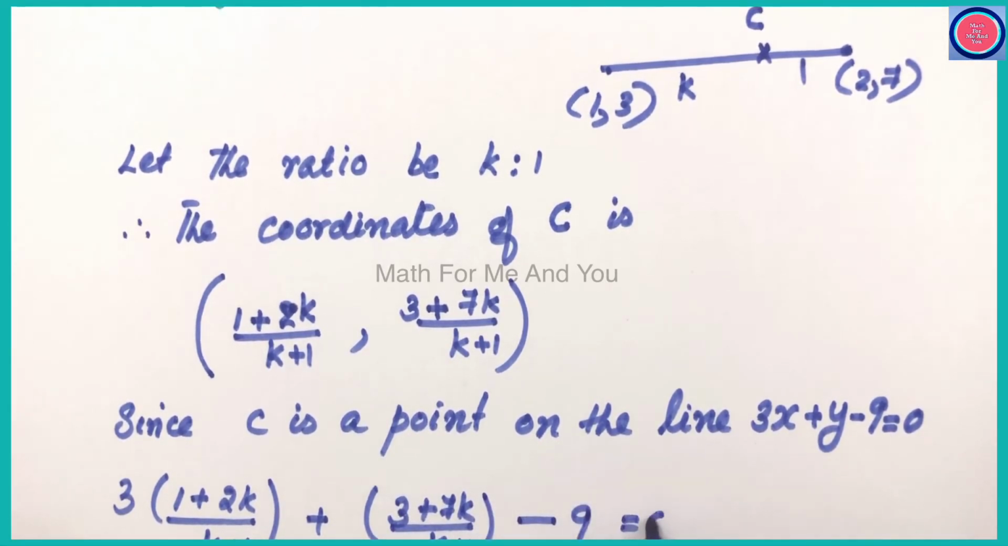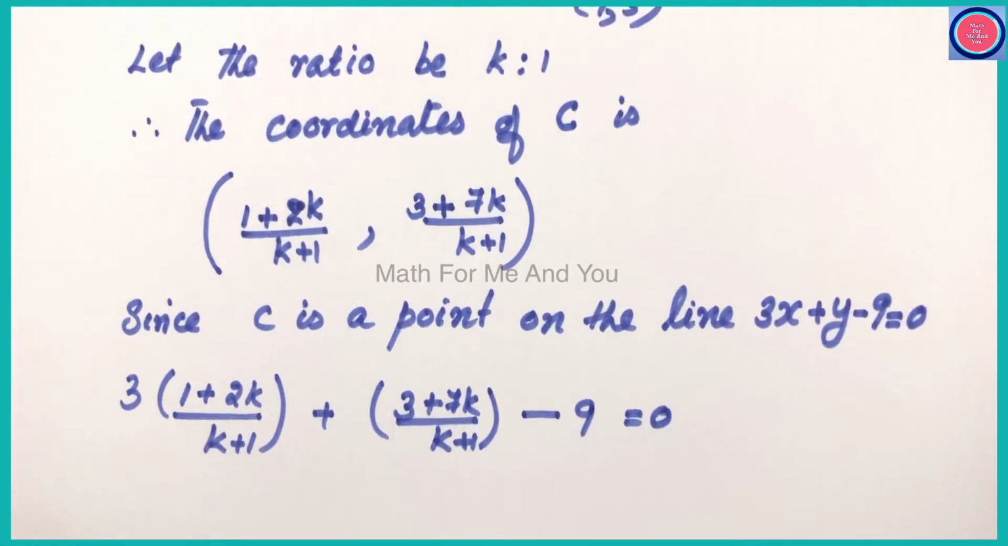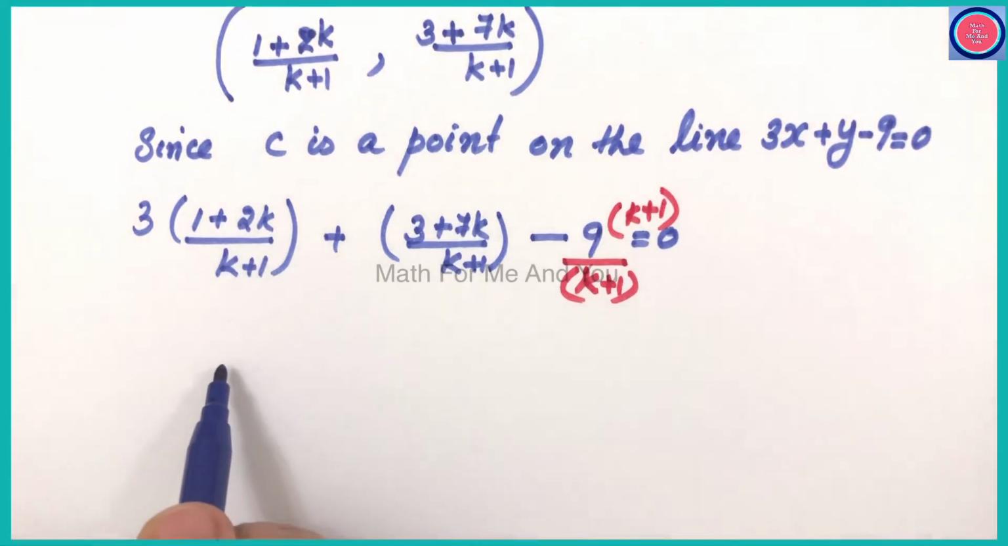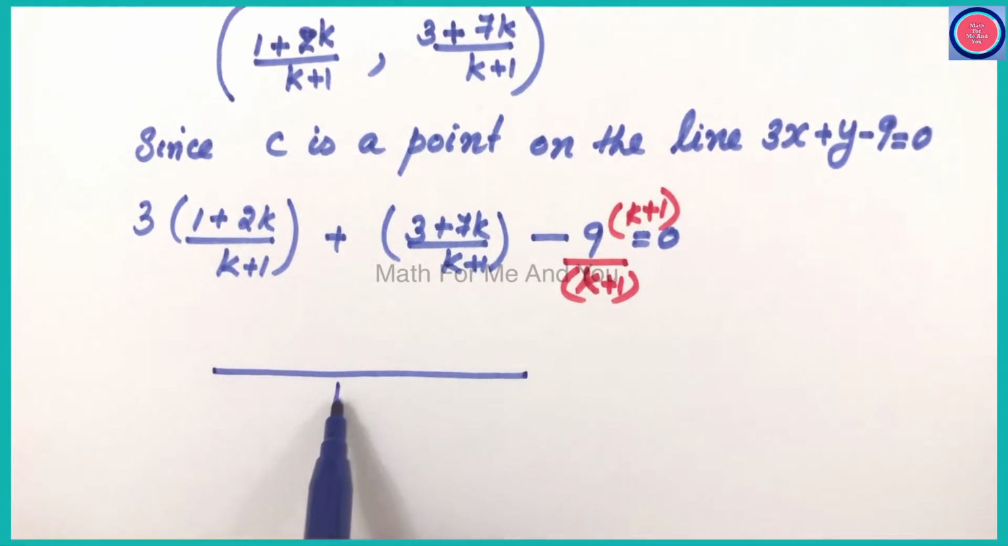When we look at this equation, we can see the first two terms with the same denominator k plus 1. Now we are going to give 9, the last term, also the same denominator k plus 1. How can we do that? If we give 9 the denominator k plus 1, we have to multiply 9 also with the same term k plus 1. That means multiply the numerator and denominator with k plus 1, so that all the three terms have the same denominator.